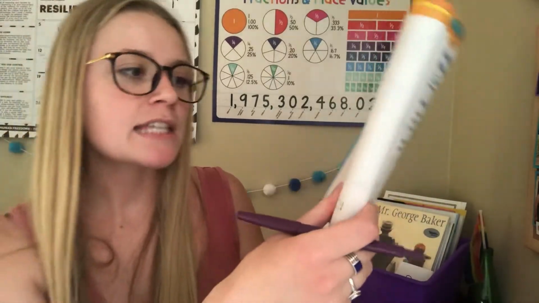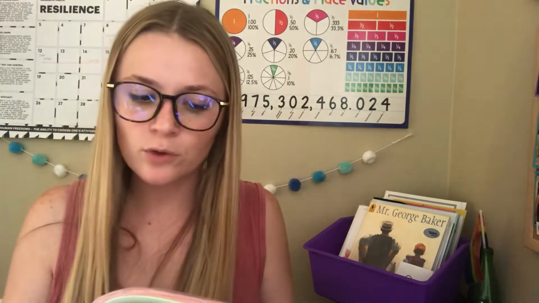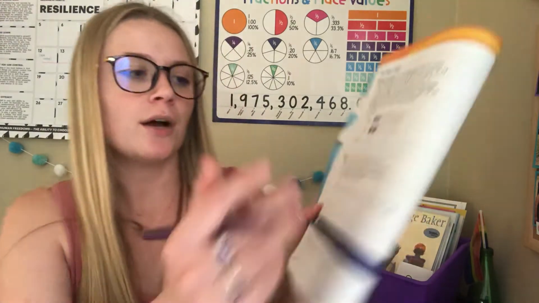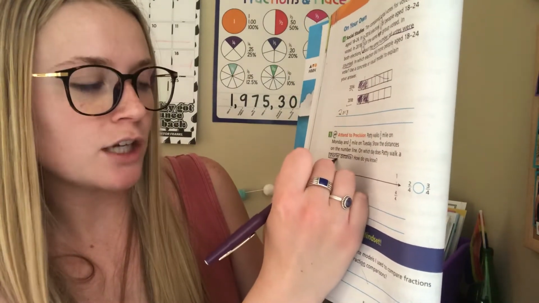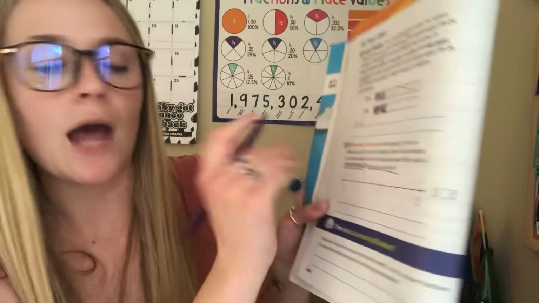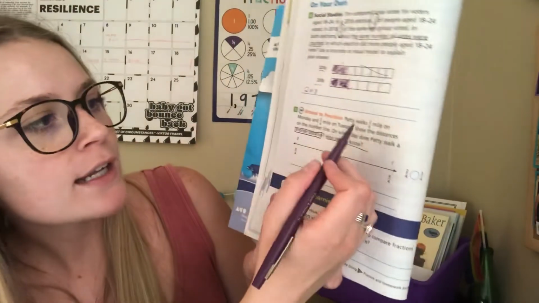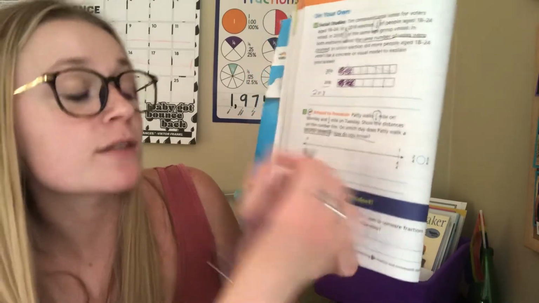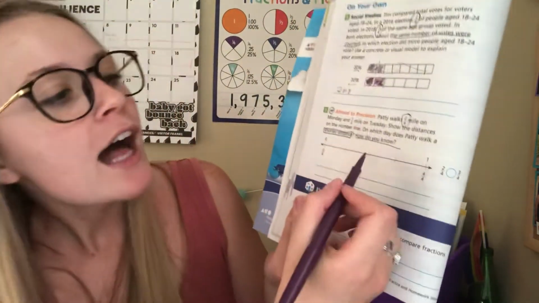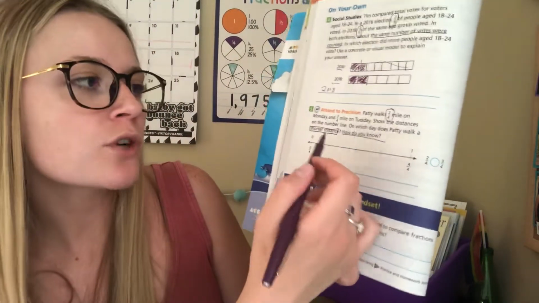Number 5 says, Patty walks 2/4 mile on Monday and 3/4 mile on Tuesday. Show the distances on the number line. On which day does Patty walk a shorter distance? How do you know? So we're looking for the day that she walked a shorter distance, and then we have to say how we know. So on Monday, she walks 2/4 mile.